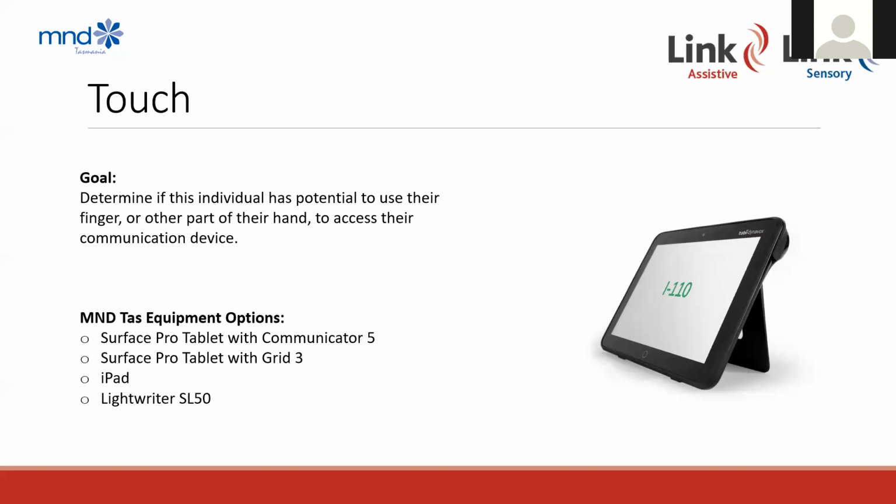So we might add a key guard, which is a plastic grid over the screen that separates the different cells to improve accuracy. There are software settings that we can use to support that touch access as well. So lots of different options there. If somebody is able to use touch access, then basically any of your device options are suitable. So you can interact directly with a Surface Pro tablet using touch access. You can interact with the iPad, or you could consider the Light Writer as an option for an individual who can use touch access as well.